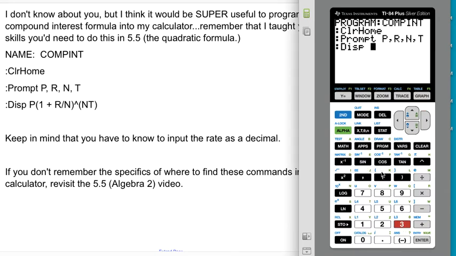And A of t is going to be alpha P times 1 plus, now the reason I don't need parentheses around my r over n is because division would happen before the addition, right? So r over alpha n, close the parentheses. So the r over n will automatically happen before the plus 1. Caret, and then to make sure that both of these things are in the exponent, I do need parentheses. So n t, and I close that out, right?